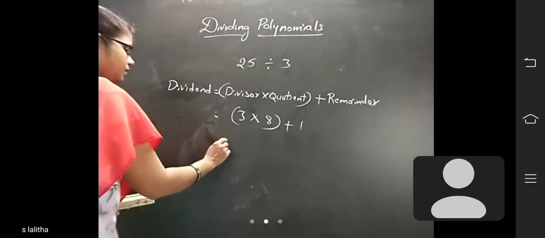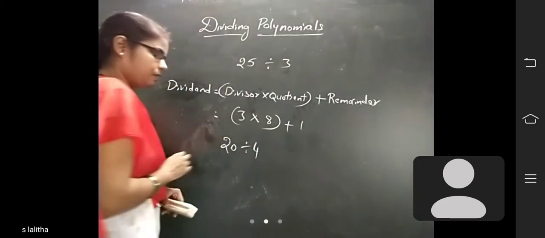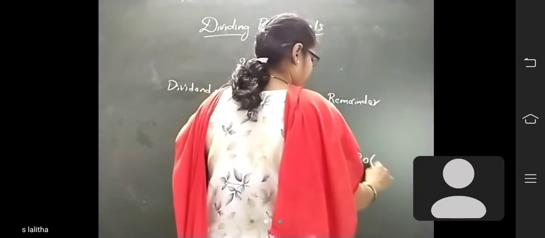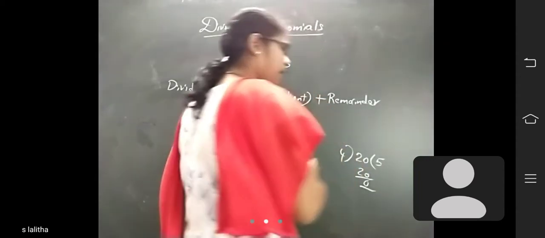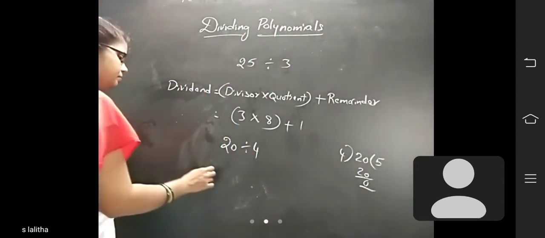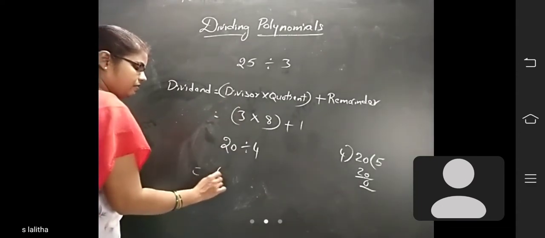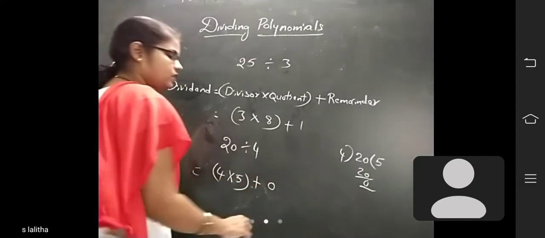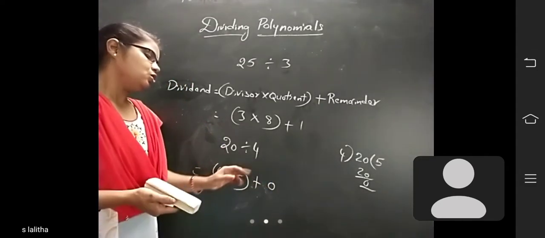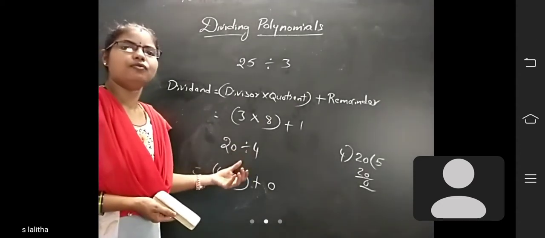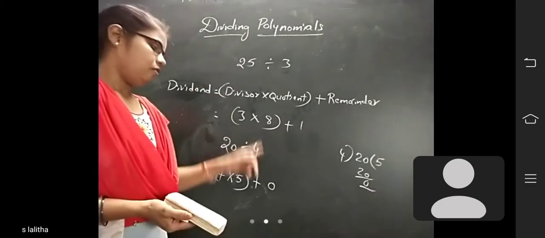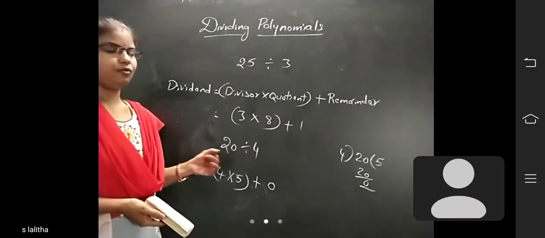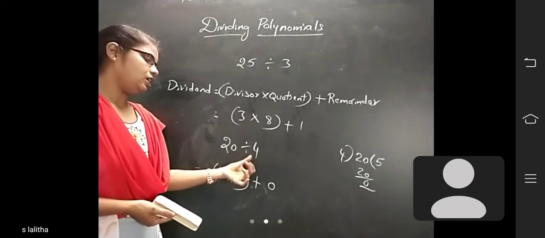Next, see this one, 20 divided by 4. 4 fives are 20. Here the remainder is 0. Apply the division algorithm. So what is the divisor? 4 into quotient. What is the quotient? 5 plus remainder 0. Here the remainder is 0, so what is the factor here? 4 is the factor of 20. When the remainder is 0, then the divisor is a factor of the dividend. 4 is the factor of 20.